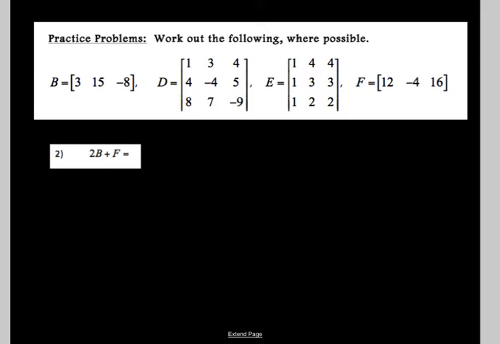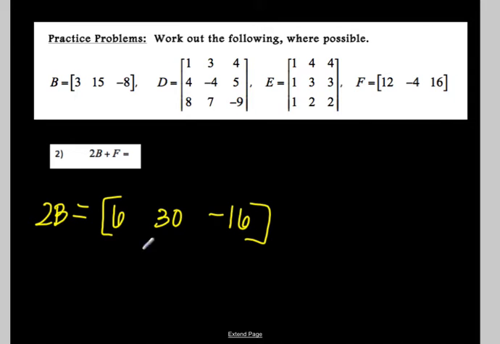Practice problem 2, a little bit trickier. It wants us to take 2b plus f. So first of all, can I add b and f? Well, b is a 1 by 3 matrix and f is a 1 by 3 matrix, so they're the same, so I can. But I don't want just b, I want 2b. So let's figure out what 2b is first. Just going to take and multiply by a scalar. So I would have 6, 30, and negative 16. Okay, so that's 2b. And I'm just going to write down f, so it's recopying it from above.